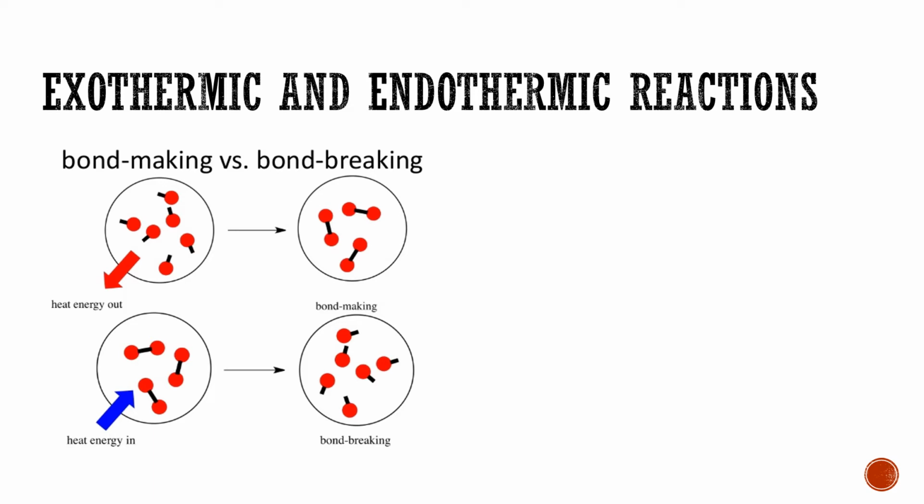So on this page, we're going to be looking at two different types of reactions. We're going to be looking at exothermic reactions and endothermic reactions. So those are the two that we're going to be looking at. Electrons all have potential energy. And anytime we are breaking a bond, like you can see down here at the bottom, breaking a bond requires energy.